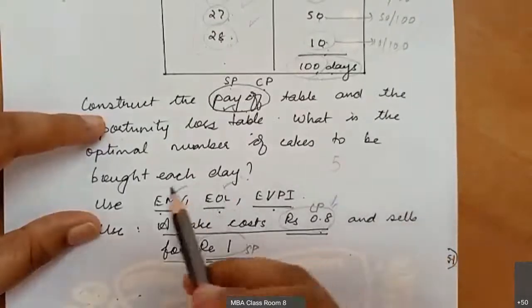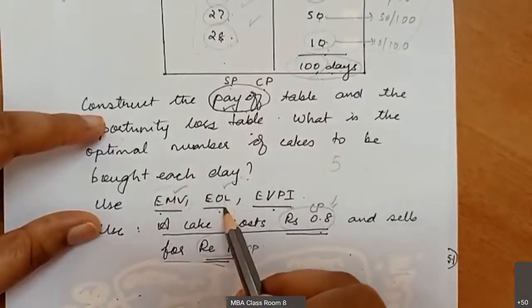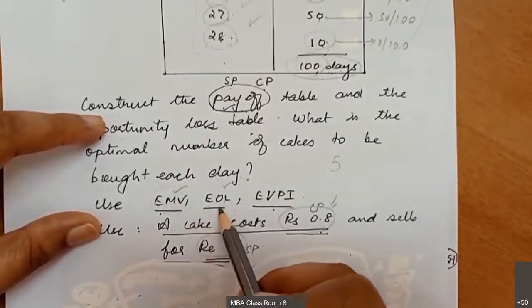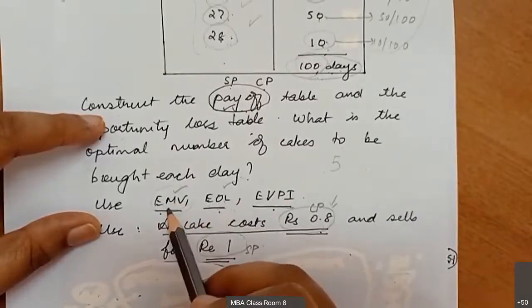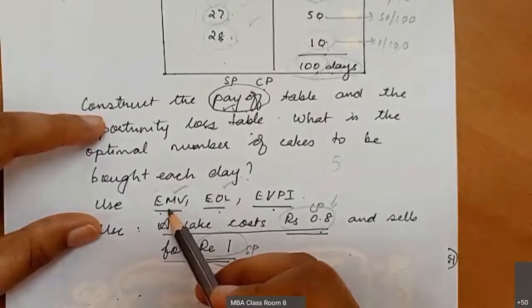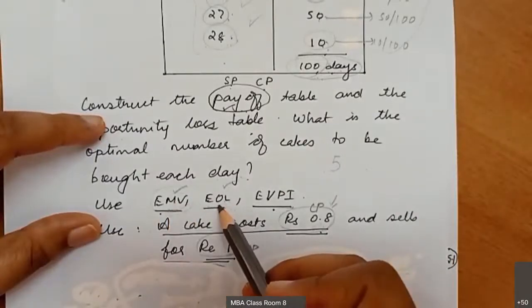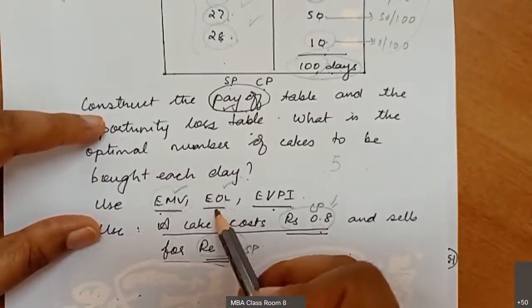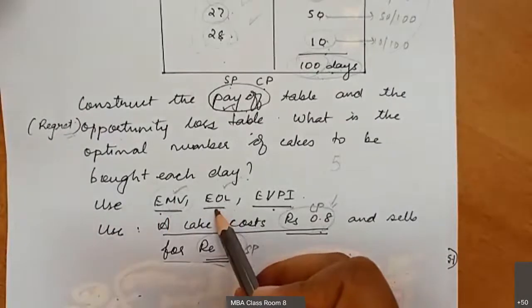Okay, so whether we say EMV or EOL, your decision is going to be the same. In our previous problem we got 26 cakes, right? So if we select EOL, our decision will still be 26 cakes. Okay, so we'll see how EOL is calculated.